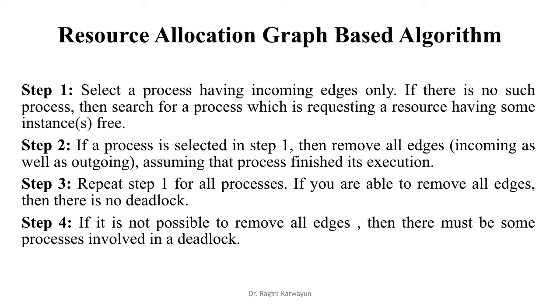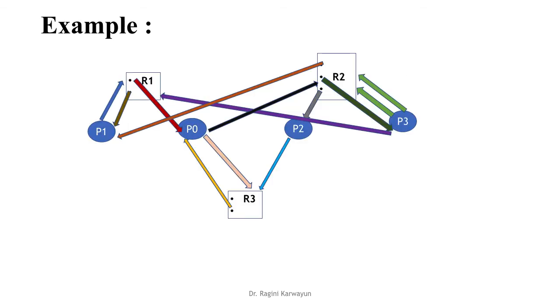Once we find such a process, then we remove all the edges and assume that the process has finished its execution, and thus freeing the resources. The resources thus freed can be allocated to other processes, and if you are able to remove all the edges, then this indicates that there is no deadlock. But if it is not possible to remove all edges, then there must be some processes involved in a deadlock. But you have to keep in mind that there should be at least two processes. You cannot have a deadlock with a single process, so there should be at least two processes to indicate a deadlock. Now we will take this algorithm.